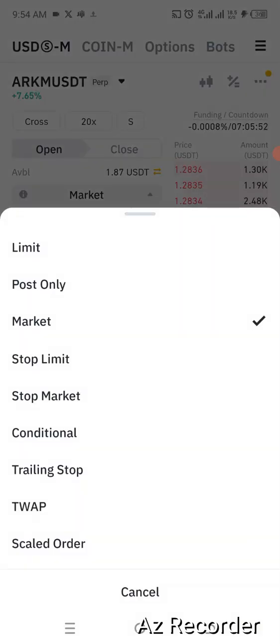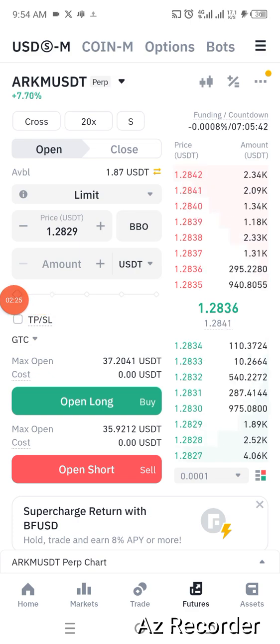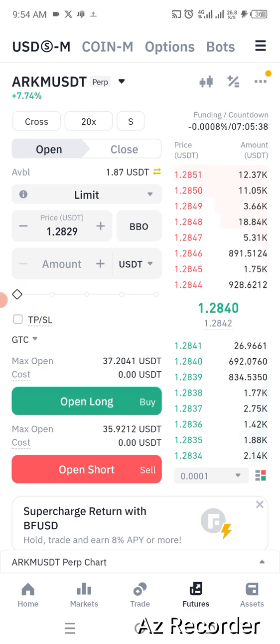But for limit, let's tap on limit now. For limit, you'll be given a price field. You just enter the price where you want to be positioned into the market, like where you want to exactly buy into the market when it touches that particular region. Let's say, for example, I want to take a long now. It's actually at 1.2829.